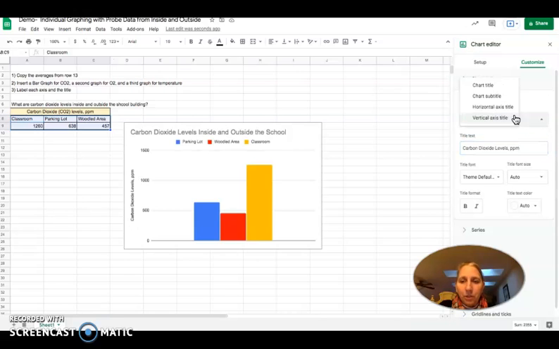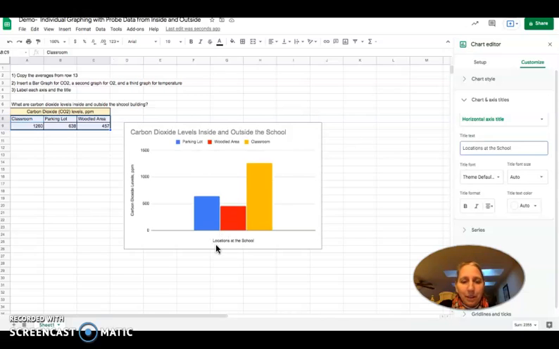Now I am going to change the horizontal axis, which is simply the location. Different locations at the school. So I'm going to write that in now. And now you see I've typed it in and it appears on the graph. So this graph is now ready to submit. So you can complete this graph and turn it in on Google Classroom.